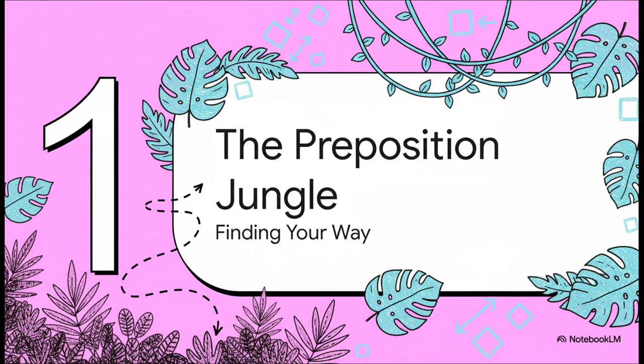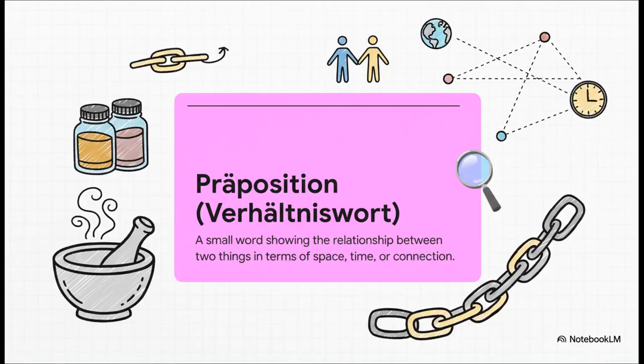The first step is just getting a handle on what a preposition's job actually is in a sentence. So, in German, they call it a Verhältniswort, which literally means a relationship word. And I love that. Think of prepositions like the spice in a recipe. They aren't the main course, the chicken or the potatoes, but they totally define the flavor. They show how all the other words in the sentence connect to each other.